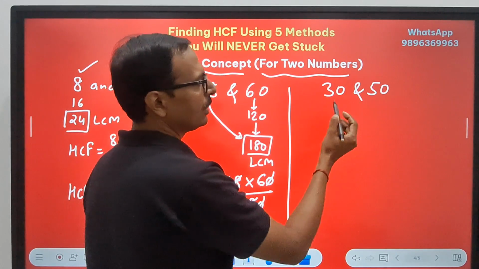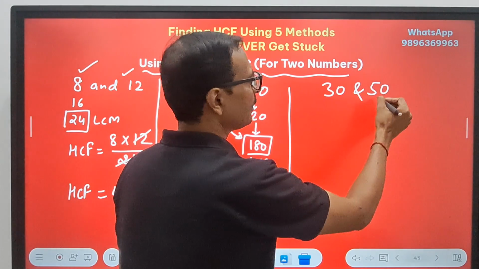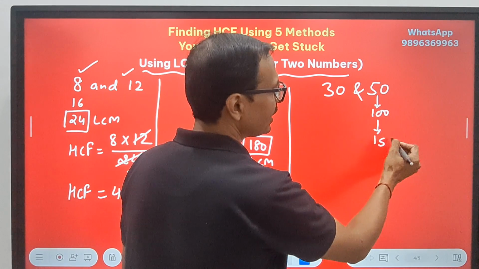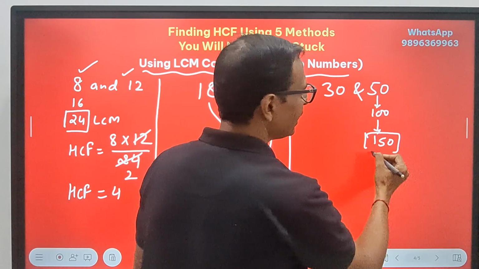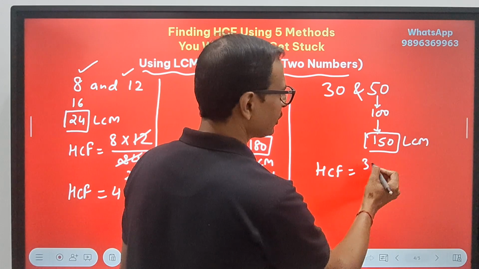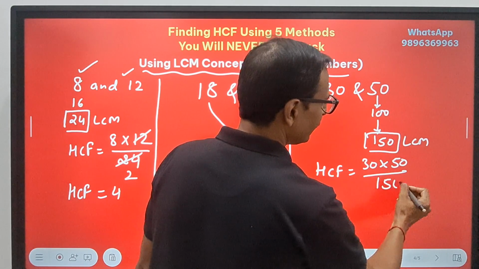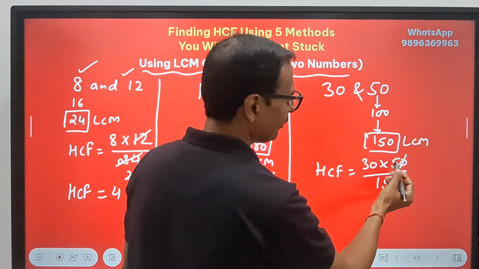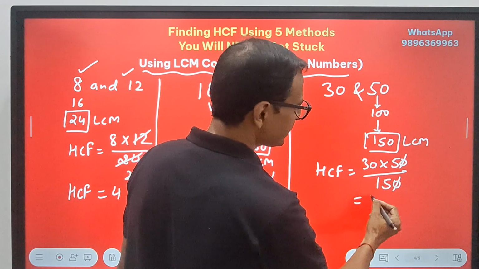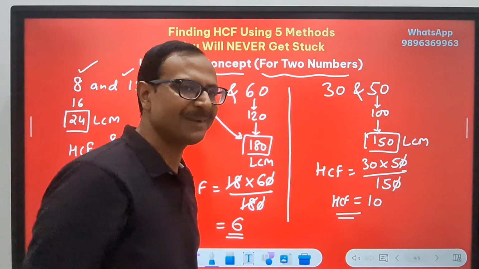30 is not divisible by 50, or 50 is not divisible by 30. 100 is not divisible by 30, but 150 is divisible by 30. So this is the LCM. Now what is the HCF? HCF is the product of the numbers divided by the LCM, and that will get you 5 3s are 15, 150 by 15, that is 10. So the highest common factor of these numbers is 10.